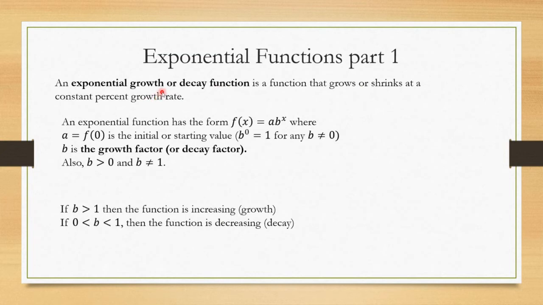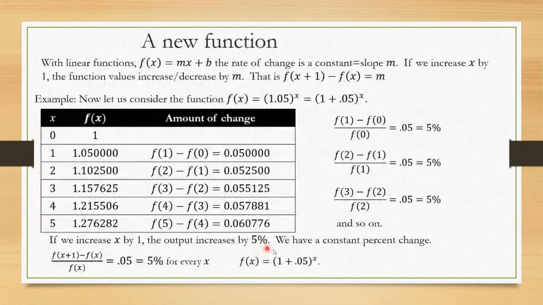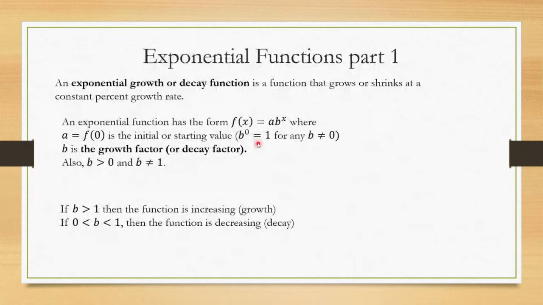In other words, the function values are increasing or decreasing at a constant percent rate. That's what's happening here, right? We have a constant percent change in output. And those functions in general are going to look like this.